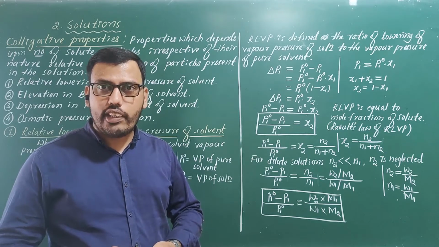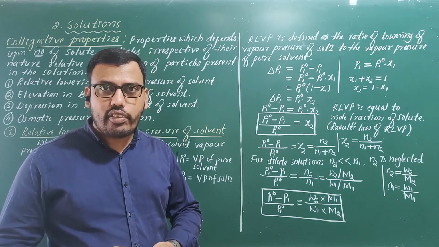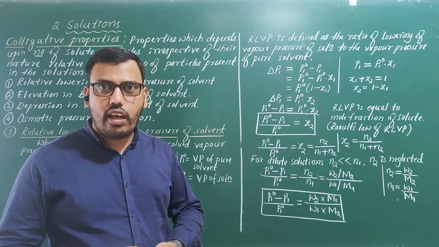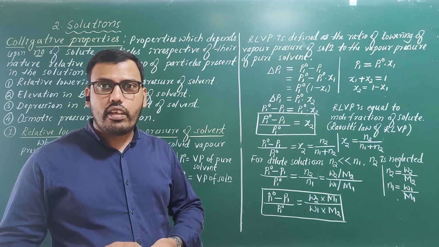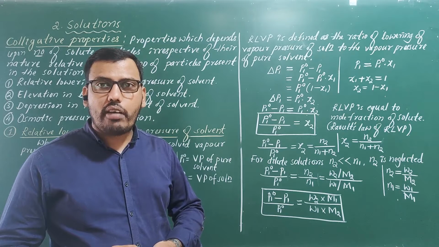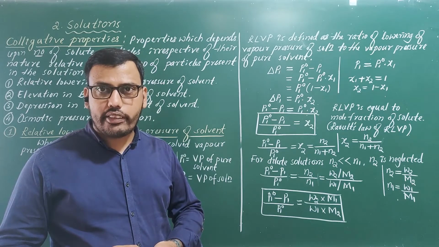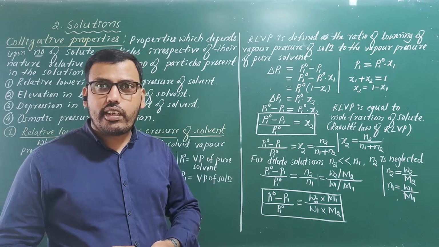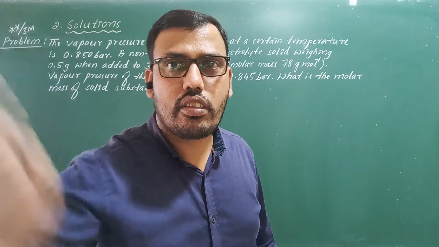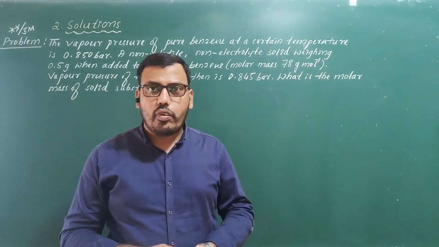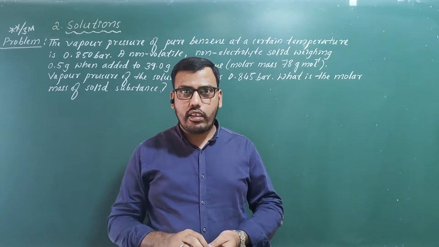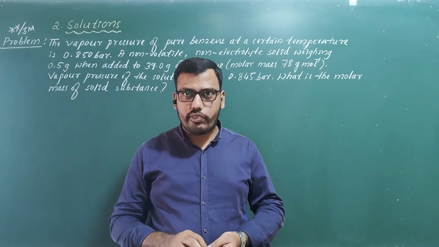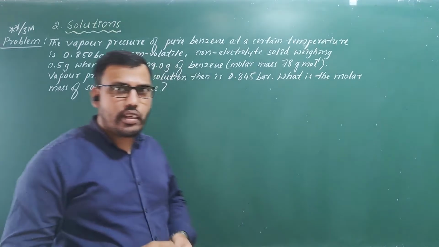So we have 4 colligative properties. On the basis of these 4 colligative properties, you will get a question on solving molar mass of solute for 3 marks in the PU examination. So problems are also important. So let us solve a problem on relative lowering of vapor pressure of solvent. Okay, so here is the problem.